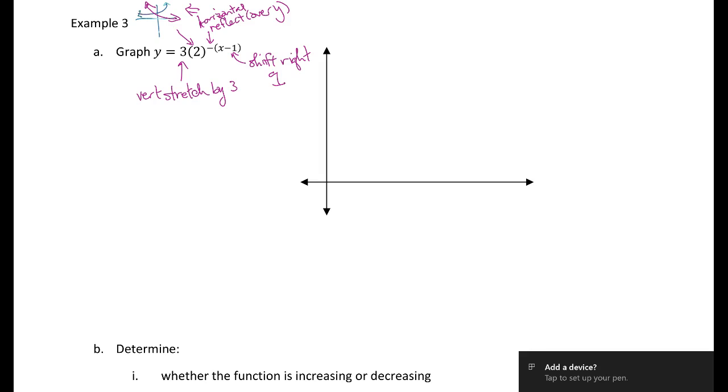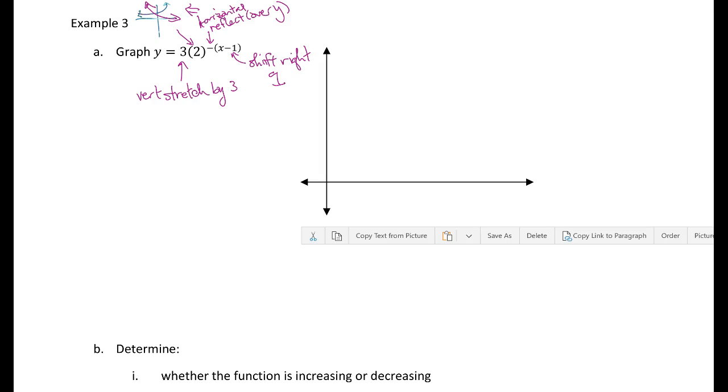My shift is now to the right one because I've changed the sign to negative. And then that 3 that's out in front is actually going to be a vertical stretch. So that's also kind of interesting. So what does that look like? Well, shifting my imaginary axis over 1 to x equals 1.